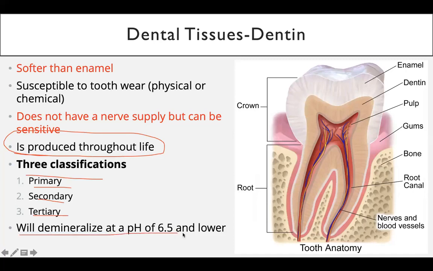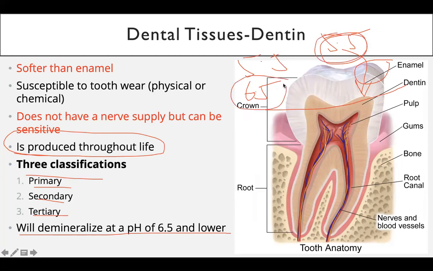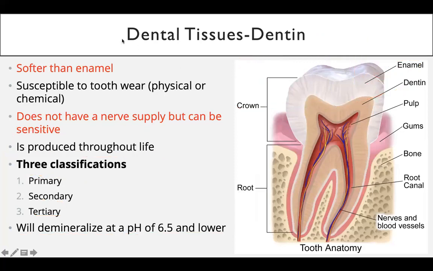Dentin will demineralize at a pH of 6.5 and lower. So enamel at 5.5, dentin at 6.5. The higher pH means it cannot affect enamel at 5.5. If we don't have enamel, dentin will be affected, right? So enamel is more protective than dentin. Take care of your enamel, because dentin will demineralize even at 6.5, which is very close to 7.